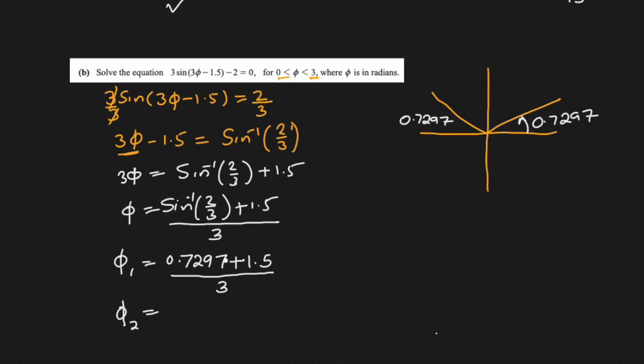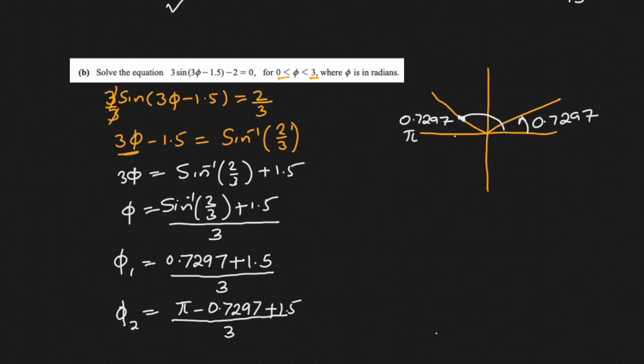It will be this angle, which is pi. This pi, right? If I go up to here, but this angle, which is my answer, will be 0.7297 lesser than this. So pi minus 0.7297 plus 1.5 divided by 3. This is our second answer.